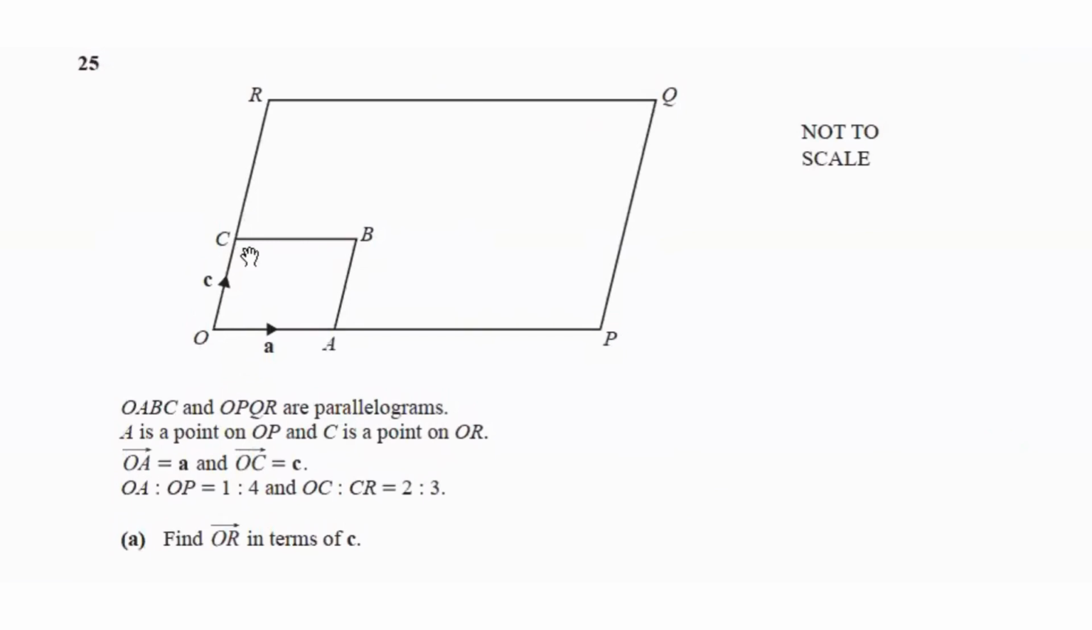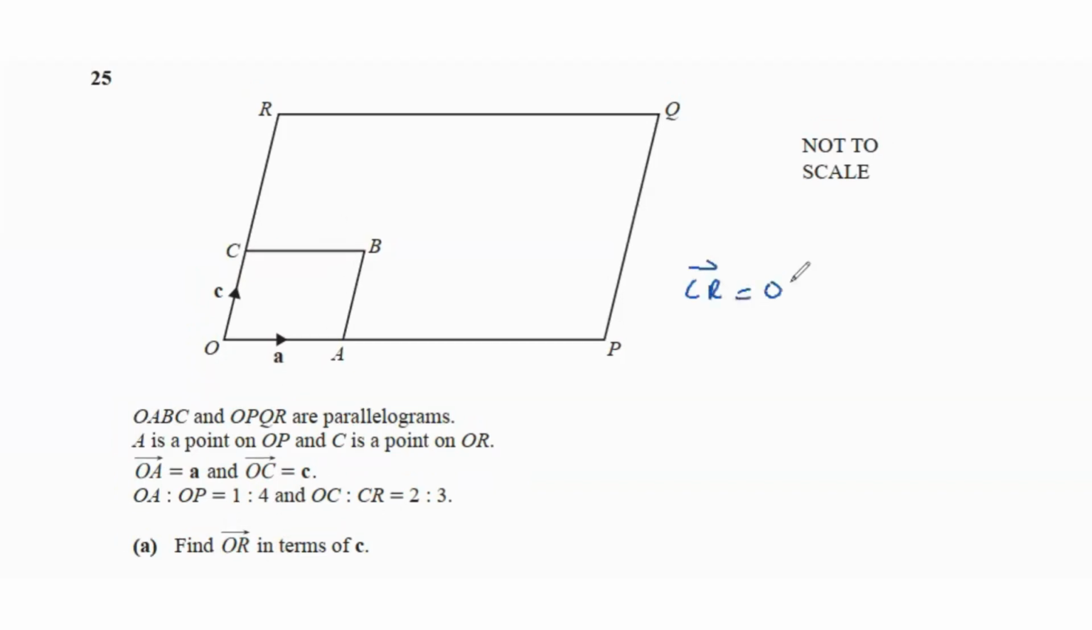Question 25 says OABC and OPQR are parallelograms. A is a point on OP and C is a point on OR. OA equals a, OC equals c, OA ratio OP is 1:4, and OC ratio CR is 2:3. Find OR in terms of c.